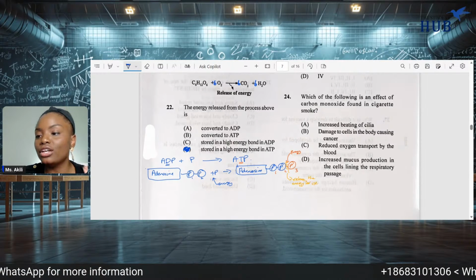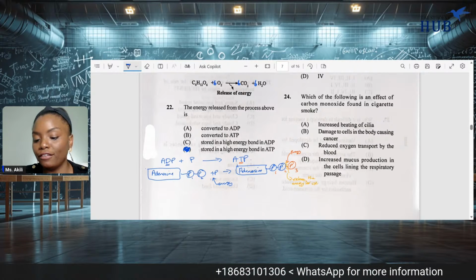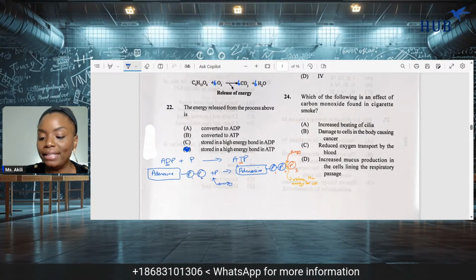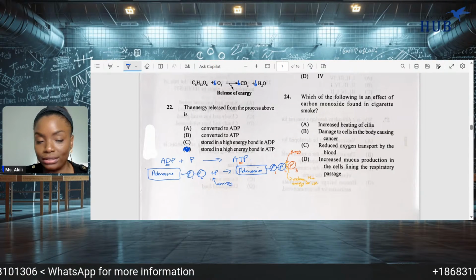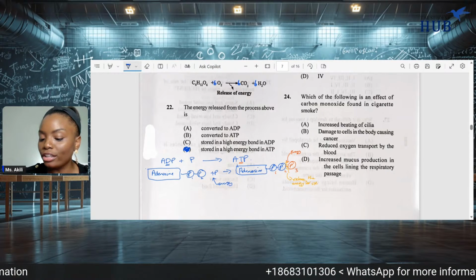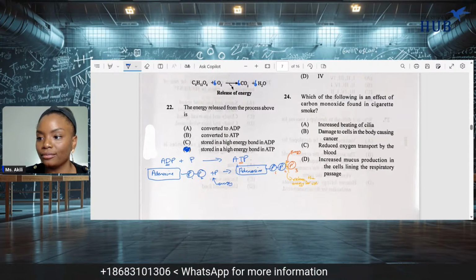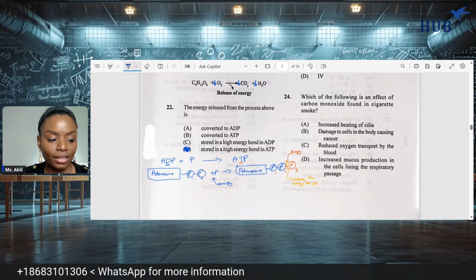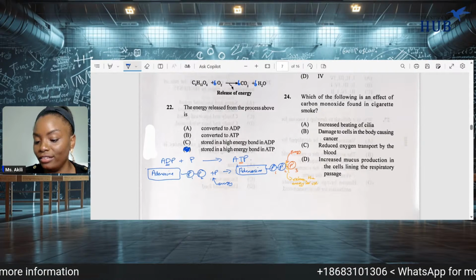So this one says, which of the following is an effect of carbon monoxide found in cigarette smoke? Is it going to be increased beating of the cilia? Is it going to be damage to the cells in the body causing cancer? Is it going to be reduced oxygen transport by the blood? Or is it going to be increased mucus production in the cells lining the respiratory passageways? So this question is definitely one that you want to pay attention to and read very carefully.